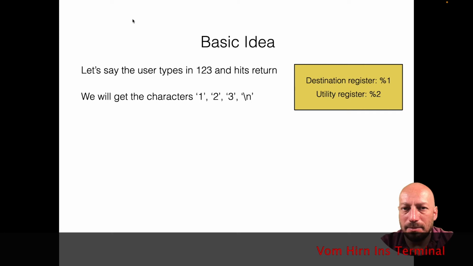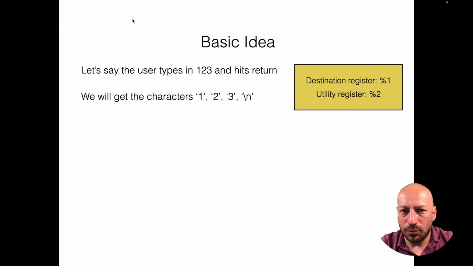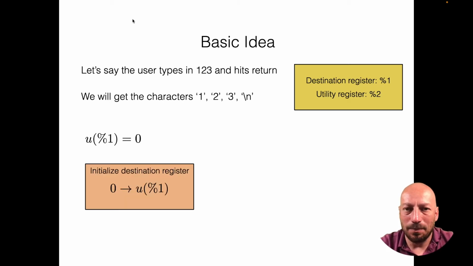Let's assume the user types in 1, 2, 3 and then hits return. And I get a certain sequence of characters. And in the end, after I do certain instructions, I want to have the numerical value 123 in register 1. And register 2 will be used for intermediate results. I will use it as a utility register. So in a first step, I will just initialize this destination register so that it has a well-defined initial state, and let's initialize it with 0.